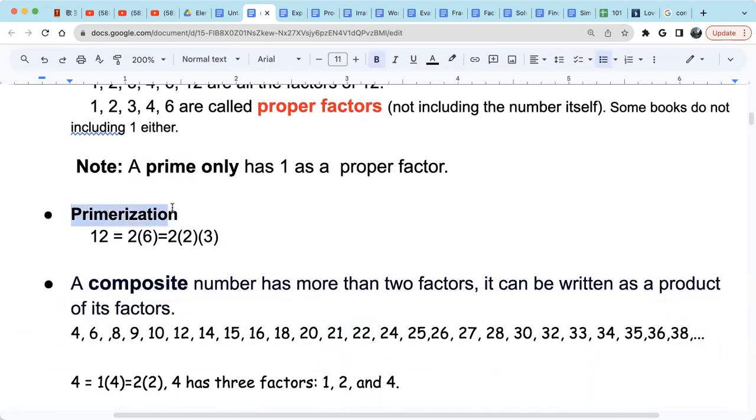Something called prime factorization. Prime factorization is writing a number as a product of primes. In this case, 12 can be written as 2 times 6, but 6 is not a prime. 2 is a prime. So 6 can be written as 2 times 3. So now we see 2 times 2 times 3, so it's all prime. So 2 times 2 times 3 is a prime factorization for 12.